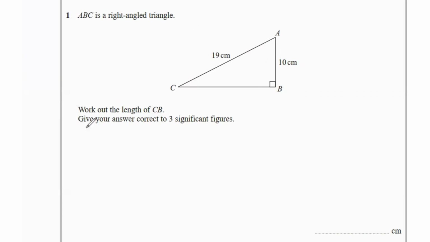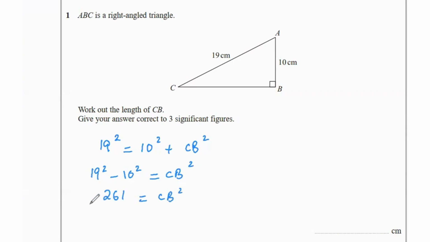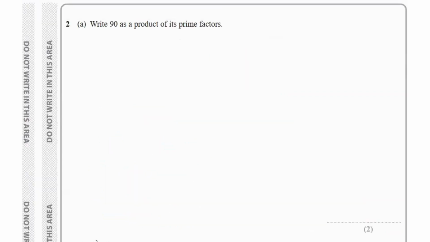is an unknown. So the hypotenuse squared, which is 19 squared, equals 10 squared plus CB squared. 19 squared minus 10 squared equals CB squared, which is 261. Now we will square root both sides. And that gives us 16.2 centimeters, correct to 3 significant figures, as the length of CB.